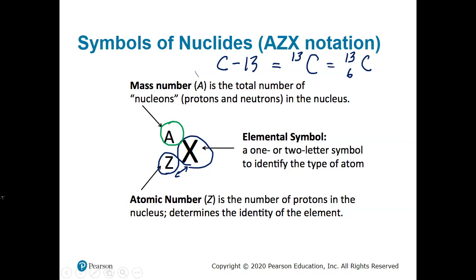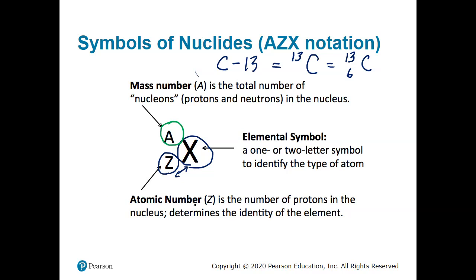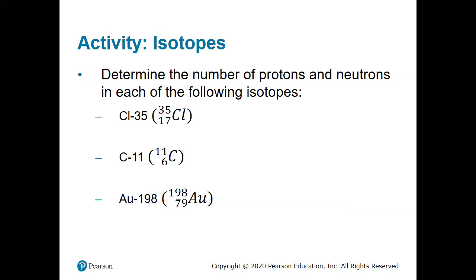So what I want to do now is get a little bit of practice on using proper notation to help us find and identify isotopes. Here we are given notation about three different isotopes: chlorine 35, carbon 11, gold 198. What we want to do is know the number of protons and neutrons in each of these.